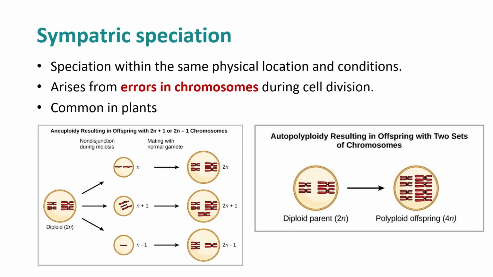Another type of speciation is called sympatric speciation. This happens within the same geographical location, and it's not caused by selection pressure, but by chromosomal errors that arise during cell division. Sympatric speciation is very common in plants. So I'll just say common in plants.